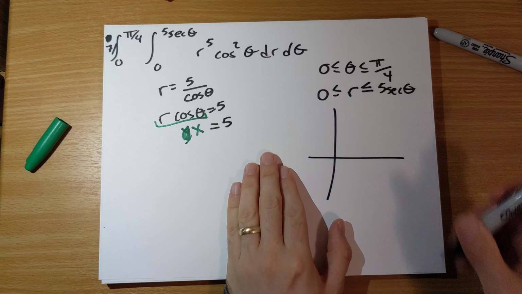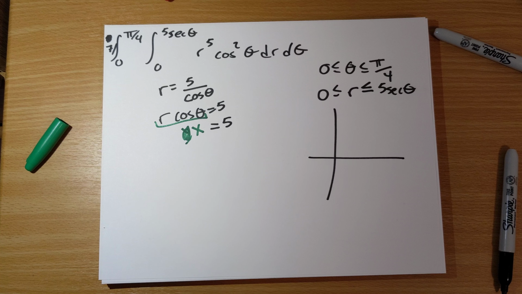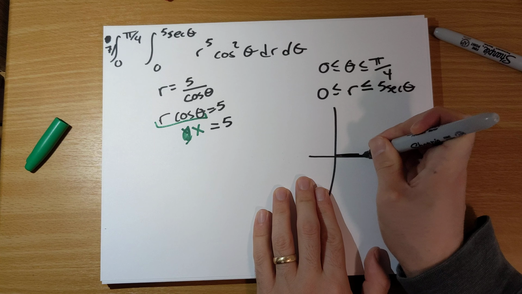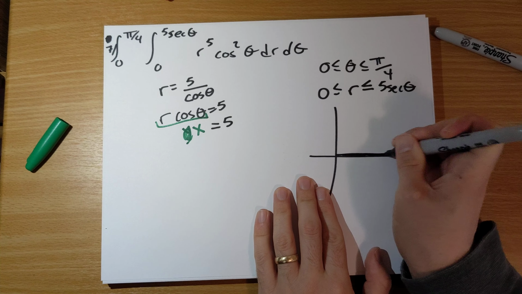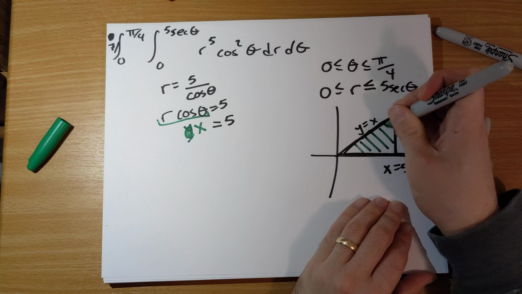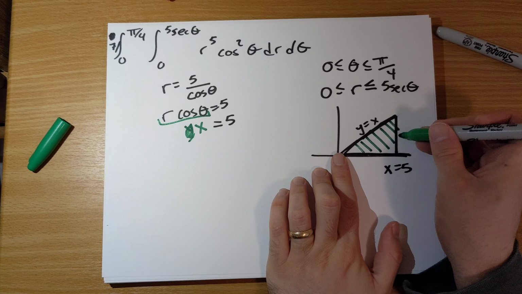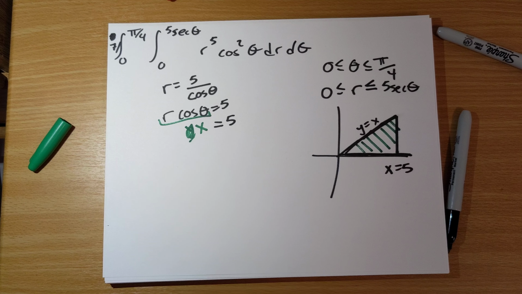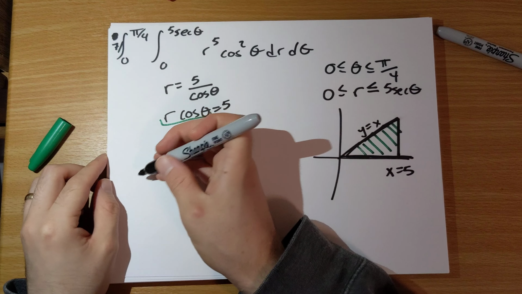So now let's draw a picture to see what's going on here. Theta is 0, that is the positive x-axis. Theta is pi over 4, it's the line y is equal to x right here. And then we also need the line x is equal to 5. And so r can run from 0 to 5 secant theta. This is the line x is equal to 5 here. And so what do we see? Our region is just going to be a triangle.